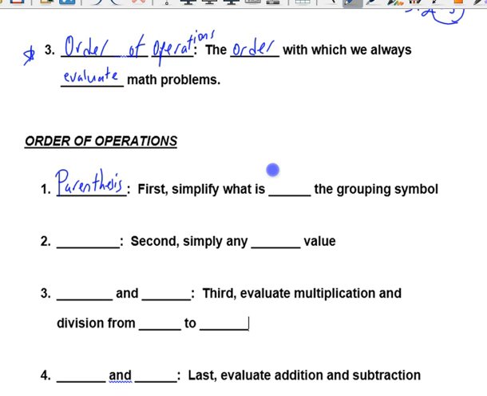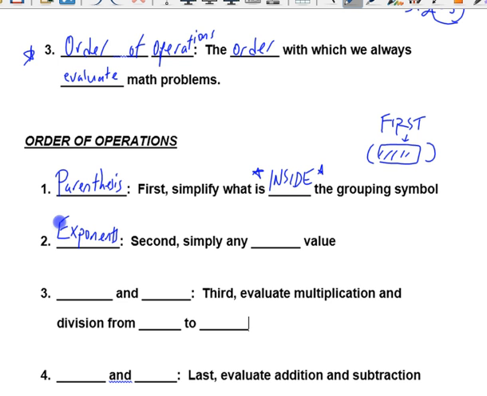Okay, simplify what is inside the grouping symbols. Now this is really important that you remember we're talking about what's inside the parentheses. I'm not talking about if two parentheses are touching each other. I'm talking about what is inside. So if you have something inside parentheses here, you always do that first. The inside part of a parentheses. Okay. If you don't have parentheses, or you've already solved all the parentheses, the next thing you do is you solve the exponents. Okay, and that's to solve any exponent value.